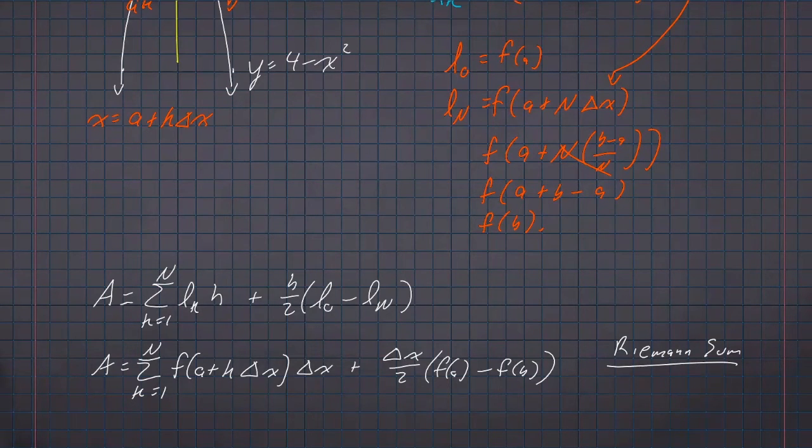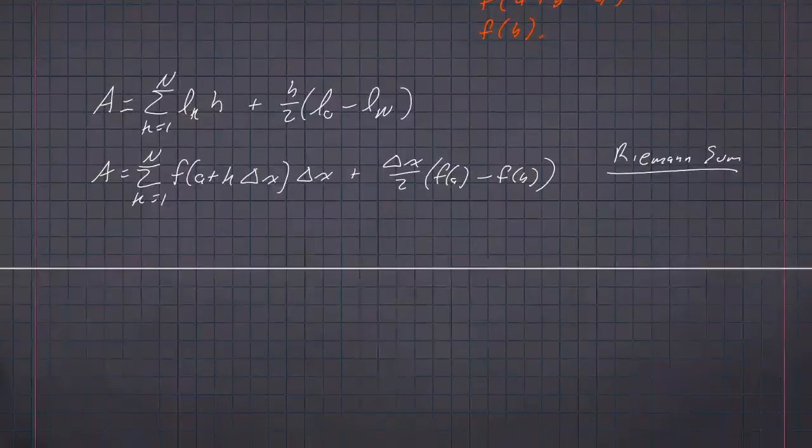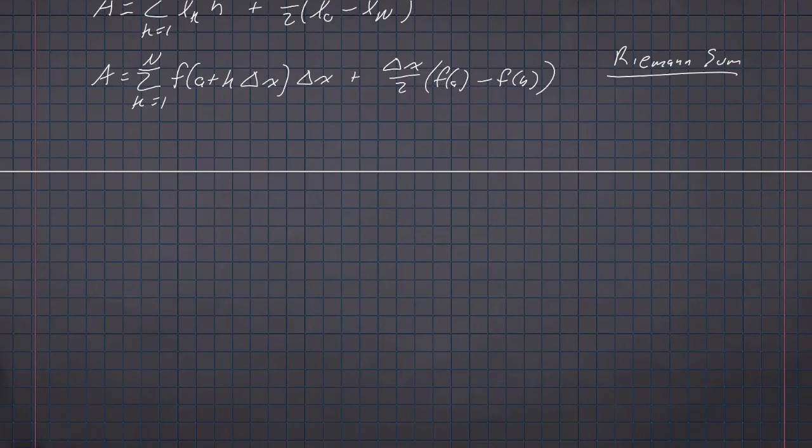Regardless, we started an example with a particular function. So we have the formula here for a Riemann sum. We have our function f of x is 4 minus x squared. And we want to calculate the area that is trapped by 4 minus x squared on the interval from -2 to +2.